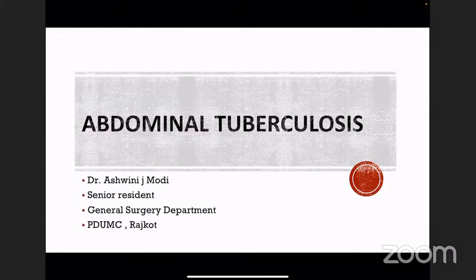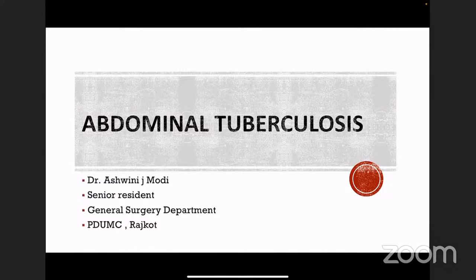Everyone, today we are going to discuss abdominal tuberculosis. You all must know that tuberculosis is one of the biggest diseases in this era. Many of you have heard about tuberculosis, but most of you have heard about pulmonary tuberculosis, not abdominal or meningeal or any other site of tuberculosis. That is in a smaller number.